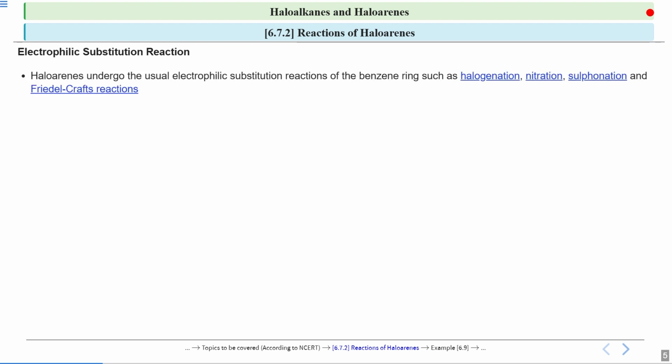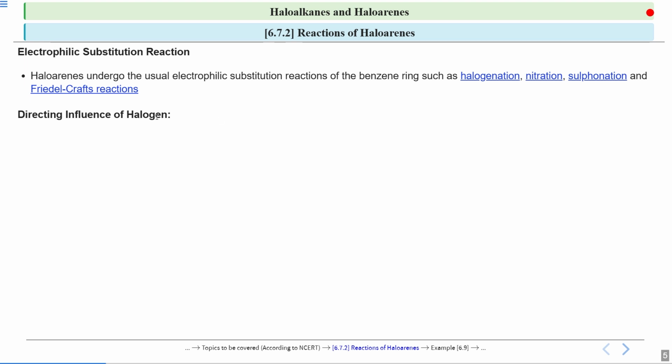Haloarenes undergo the usual electrophilic substitution reactions of the benzene ring, such as halogenation, nitration, sulphonation, and Friedel-Crafts reaction. So haloarenes usually undergo the electrophilic substitution reactions of the benzene ring, such as all these reactions, and we will look at them one by one.